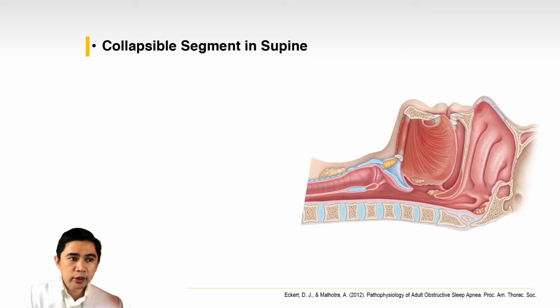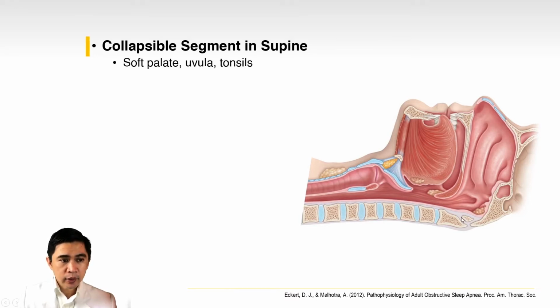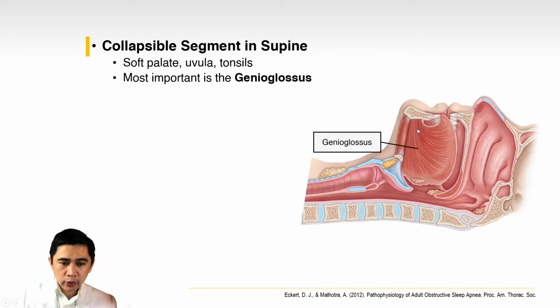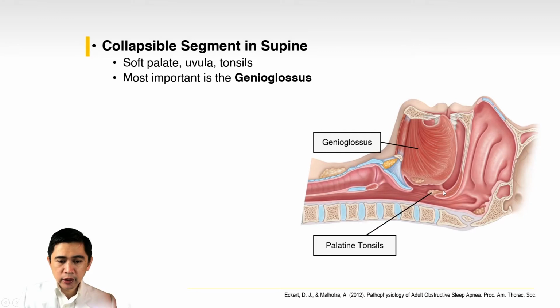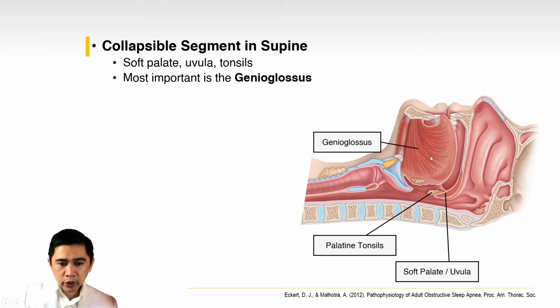Very important structures in the collapsible segment when we are sleeping in a supine position are the following: the soft palate, the uvula, the tonsils, and also the genioglossus. So this is the genioglossus. This is the palatine tonsils. This is the soft palate and the uvula. So in the supine position, they might go down. They might relax and go down, and thus there will be an obstruction.